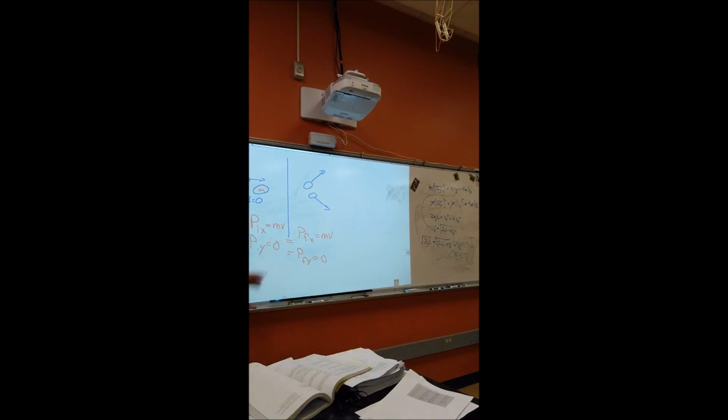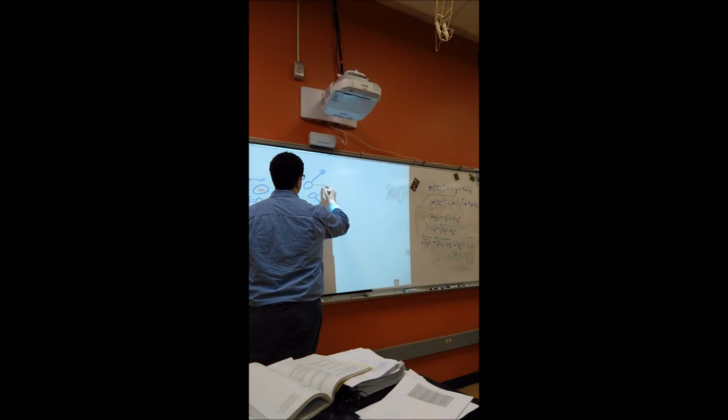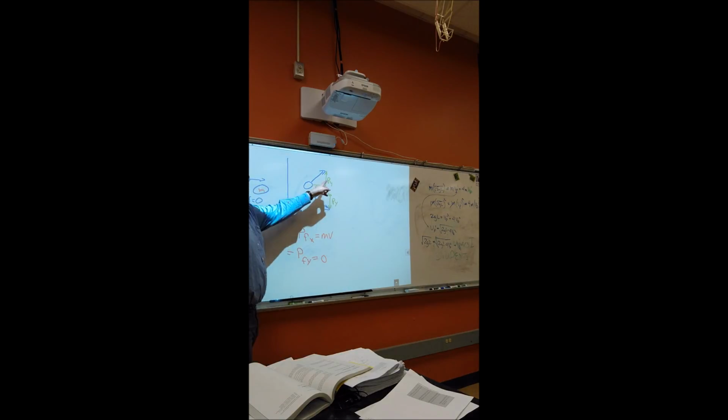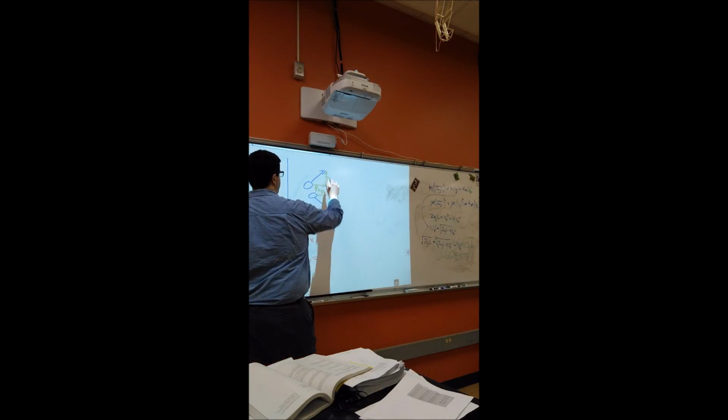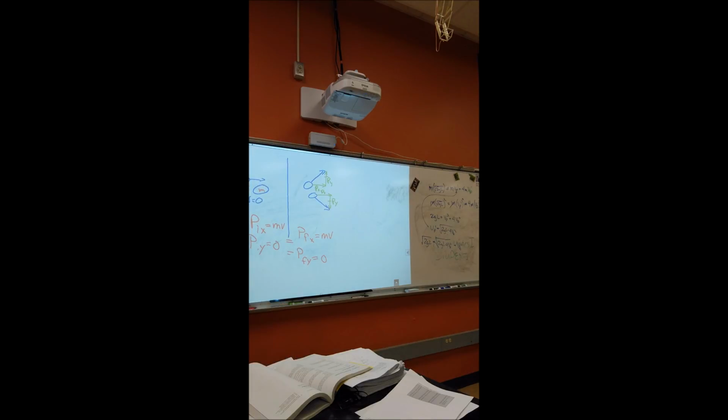Now how can that equal 0 if they're both moving with vertical components, right? Because if you break these down, you see that you have px's and py's here. Well, basically what it's saying is that this vertical one has to cancel out that vertical one. In other words, they're equal and opposite. Does that make sense? That's the main conceptual thing with two-dimensional collisions.